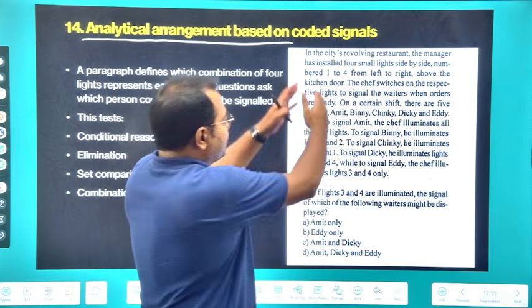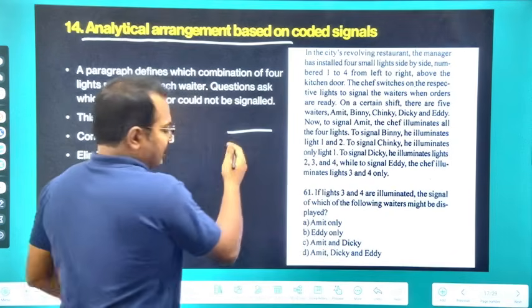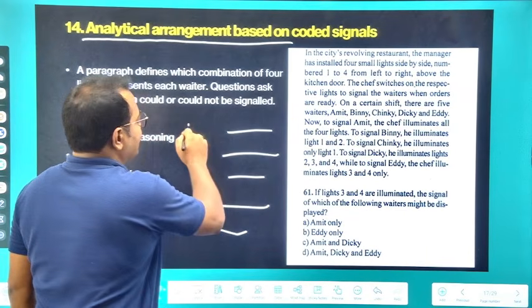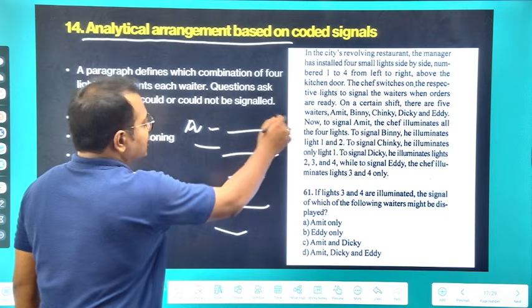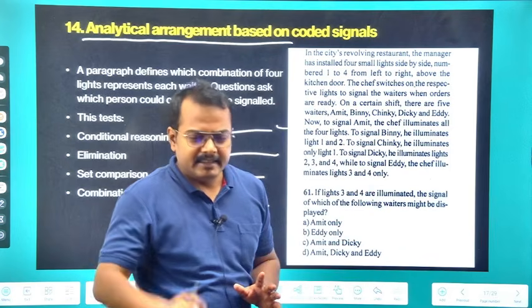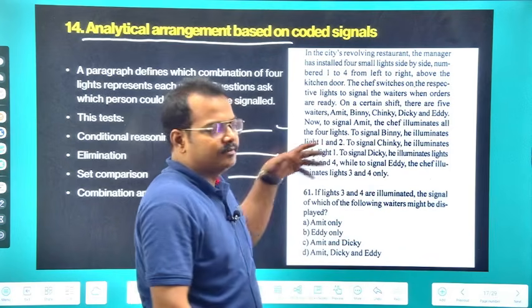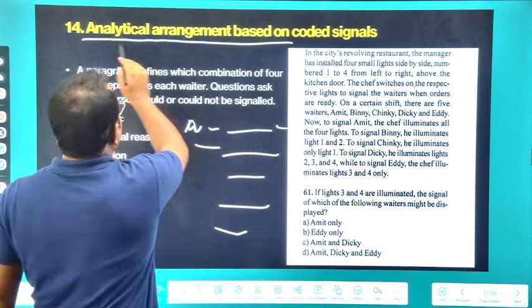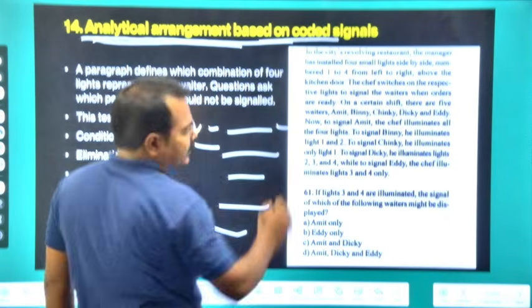So in this question, first you have to write in the rough work, I am not solving it, just in the rough work you have to write the name of all the waiters, waiter 1, waiter 2, and what code is given, and then simply you have to write the answer, that if this light is pressed which waiter will come. This type of question is there.